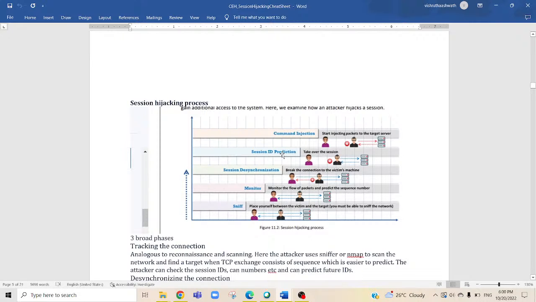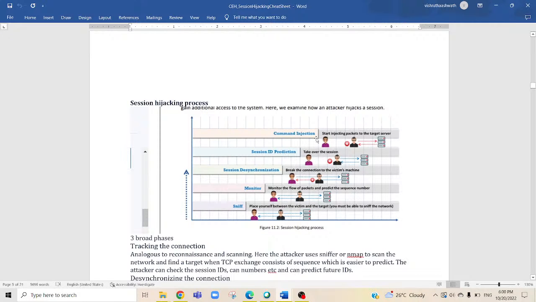So next is session ID prediction. So here the attacker will predict, I mean, in the previous phase he has monitored the packets and he has seen the pattern of the sequence number, and then once he breaks the connection to the victim's machine, he will try to predict the session ID, and then he will take over the session.